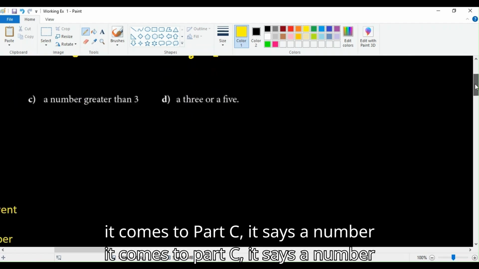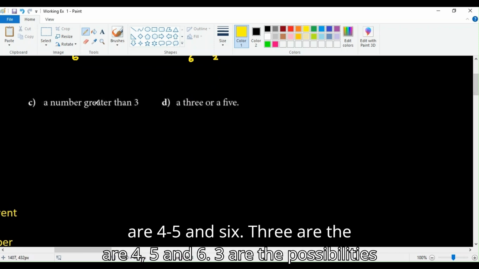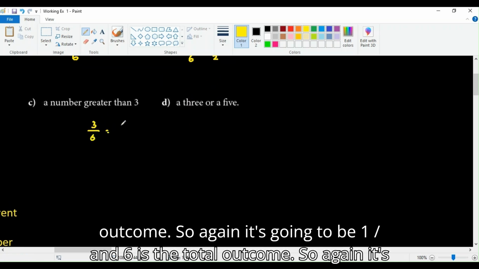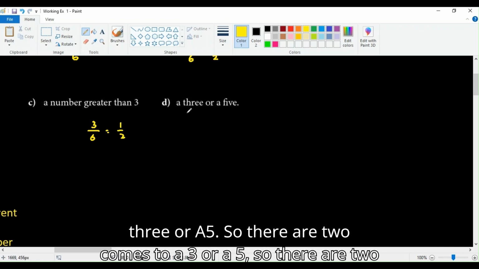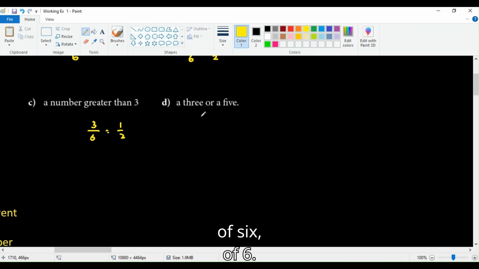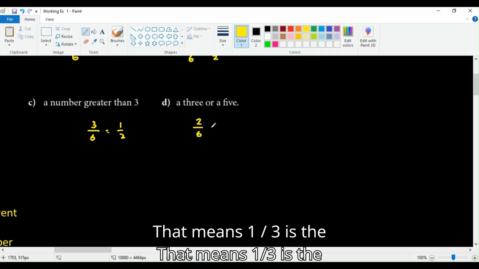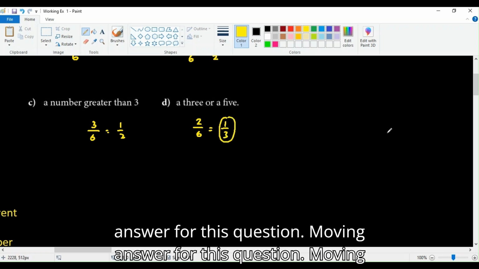When it comes to part C, it says a number greater than 3. The numbers greater than 3 are 4, 5 and 6. 3 are the possibilities and 6 is the total outcome. So again, it's going to be 1 over 2. When it comes to a 3 or a 5, there are 2 possibilities out of 6. That means 1 over 3 is the answer for this question.